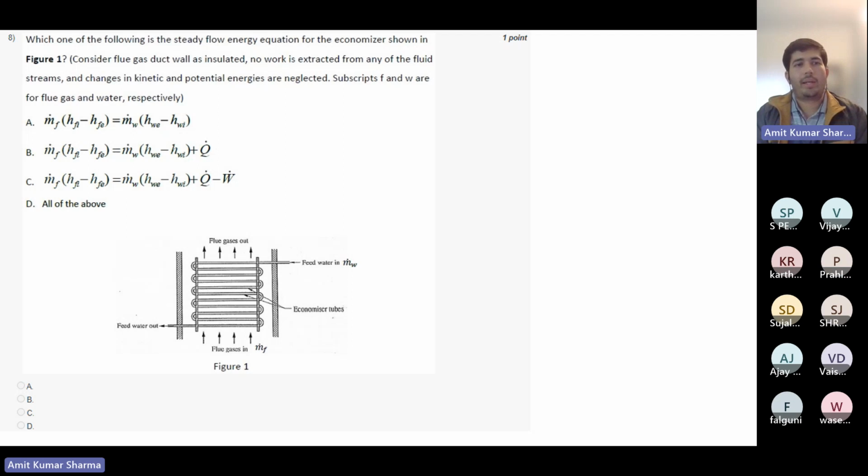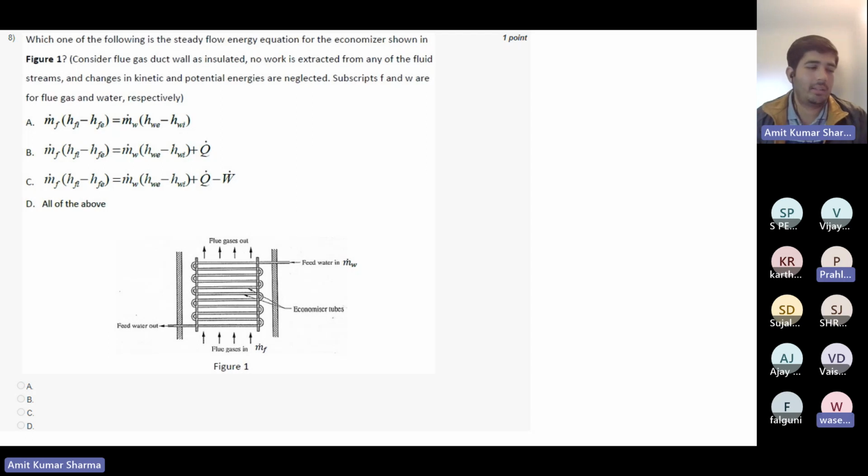Okay, nice. Now tell me just one thing. What is equation 2? Option B says m_F (h_FI minus h_FE) equals m_W (h_WE minus h_WI) plus Q. So what does this Q stand for? What is the meaning of this Q? Q is, earlier, whatever amount of energy the fluid had, let us say cold water is entering, it will be having more now.